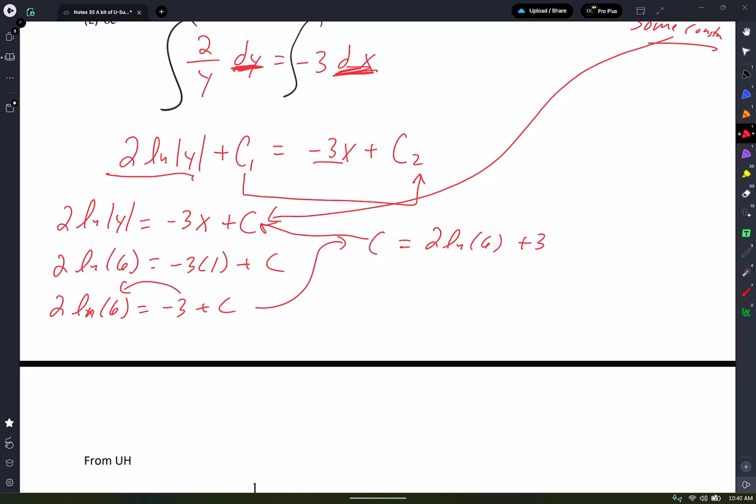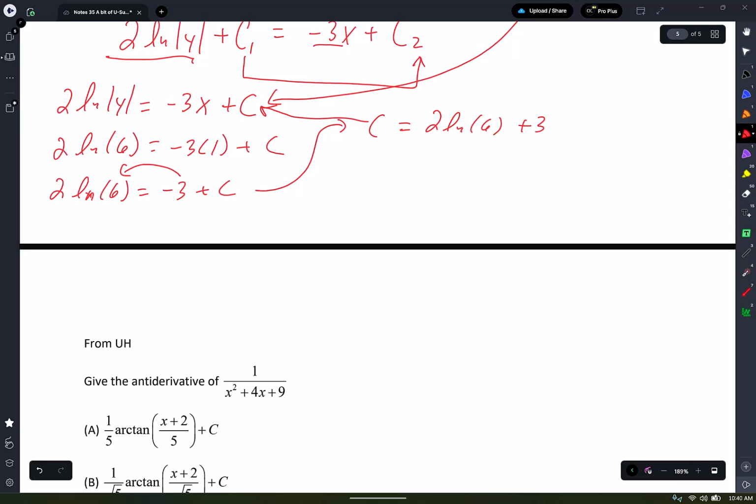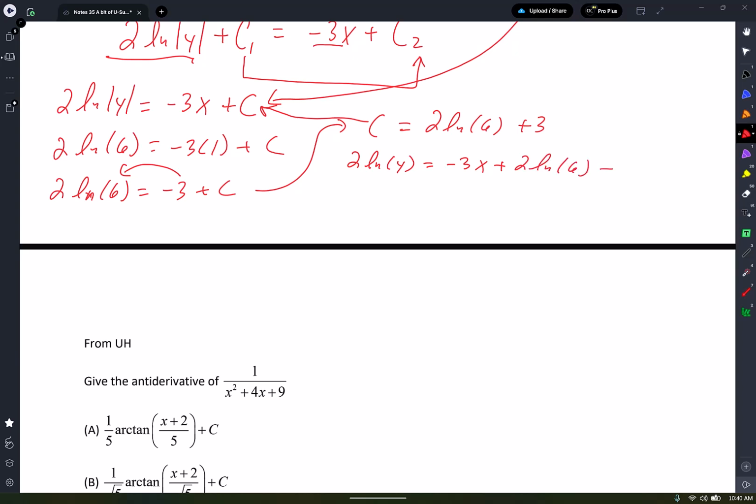How do you get rid of the absolute value? Because 6 is already positive. Here we go. 2 ln, and I can get rid of the absolute value because my output, the y value, was already positive to begin with. Is everyone okay? Okay, 2 ln of y equals negative 3x plus 2 ln of 6 plus 3. Are we okay right now? Remember, I'm solving for y. Divide everything by 2.